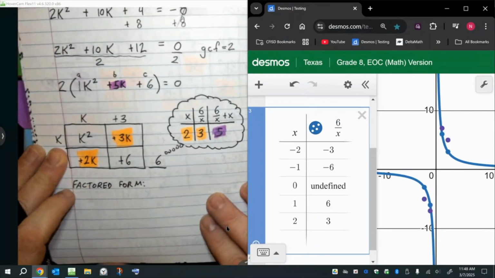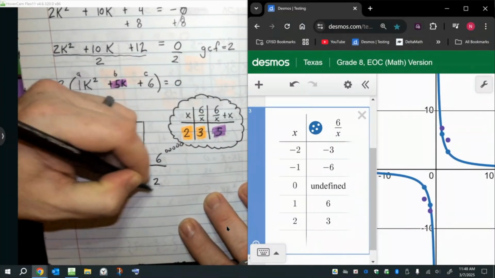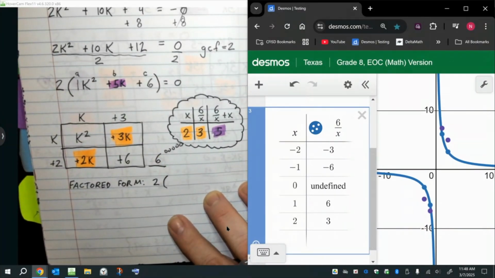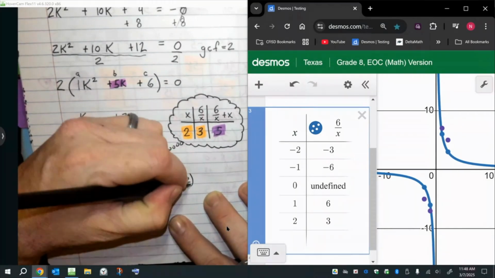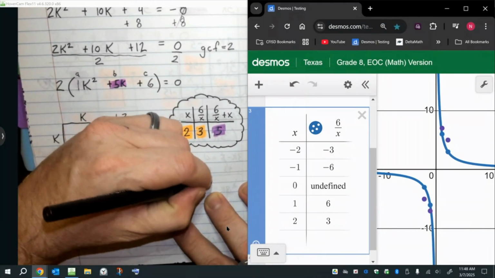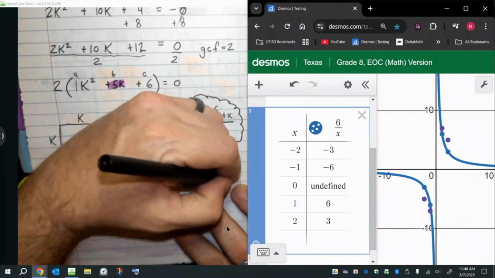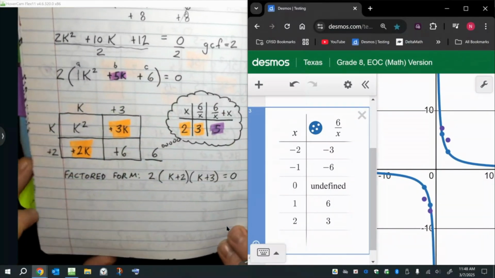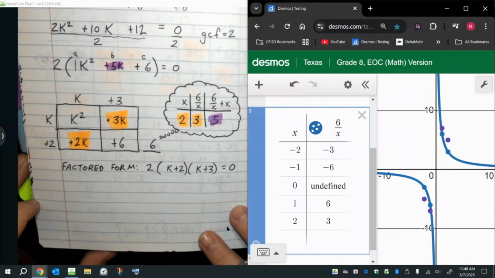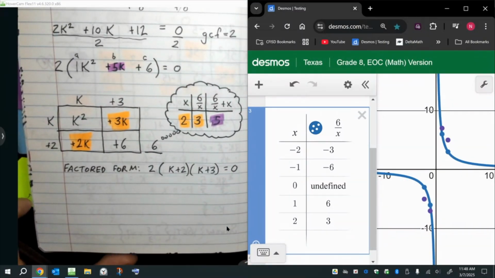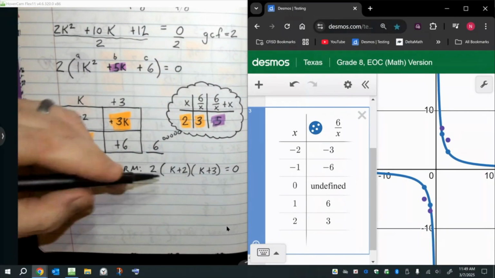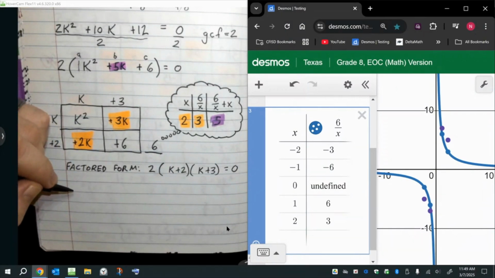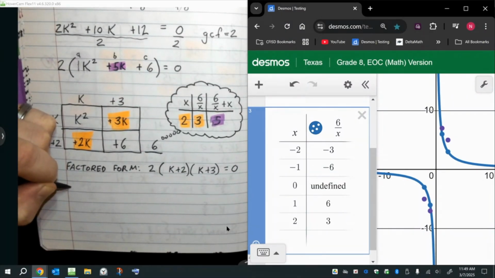And our factored form is equal to 2 parentheses because of my GCF. K plus 2. K plus 3 equals 0. And now I need to know what are my zeros, my roots, my x-intercepts. So I set each piece equal to 0, right? So in other words, we're going to solve for k.